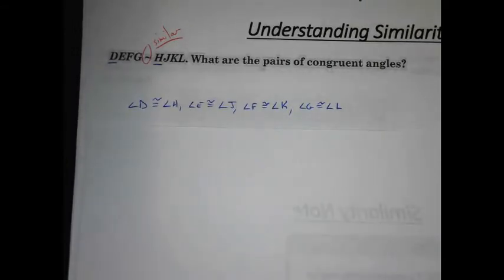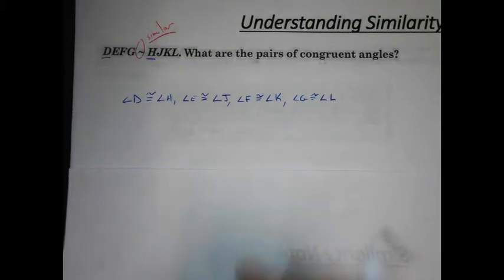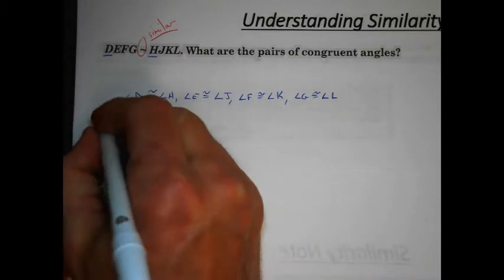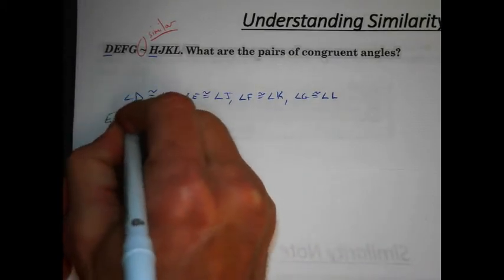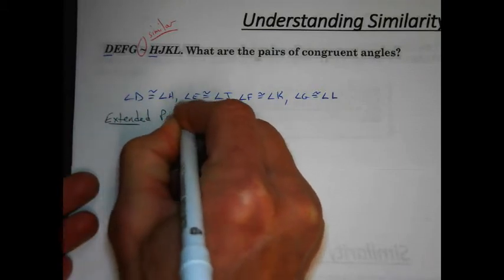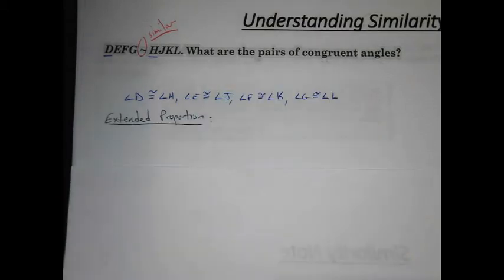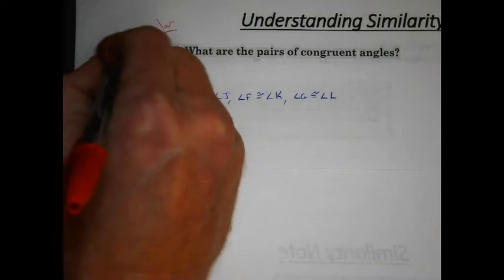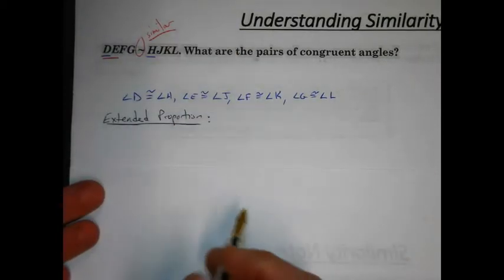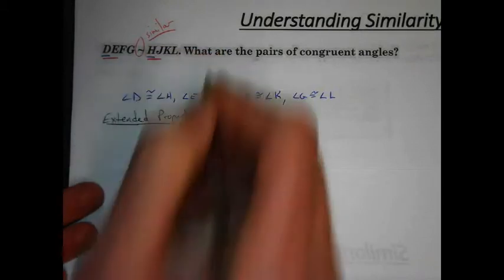Now, what about the question about sides? What about the extended proportion for sides? So I bet we can do that. So let's make an extended proportion for corresponding sides. Okay? So what are the sides? Without drawing a picture, clearly we know that side DE exists. And if side DE exists, so does HJ. And we can set up a proportion.